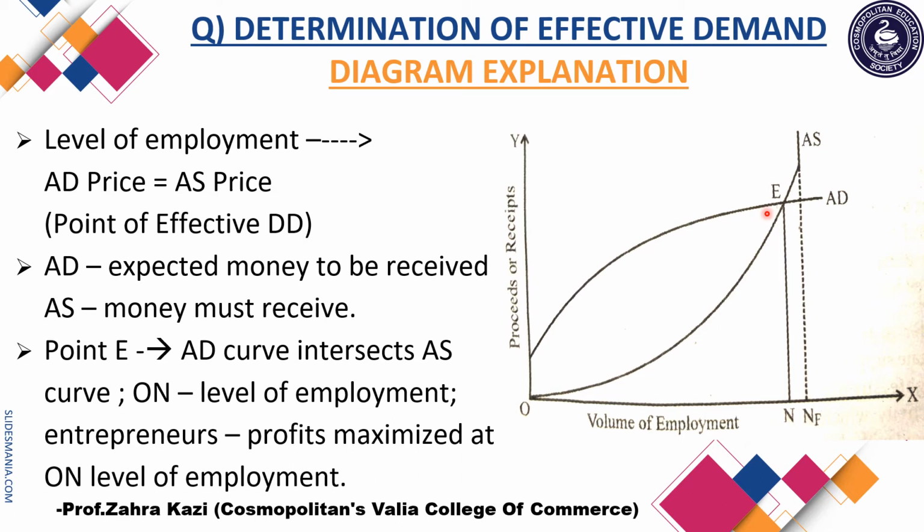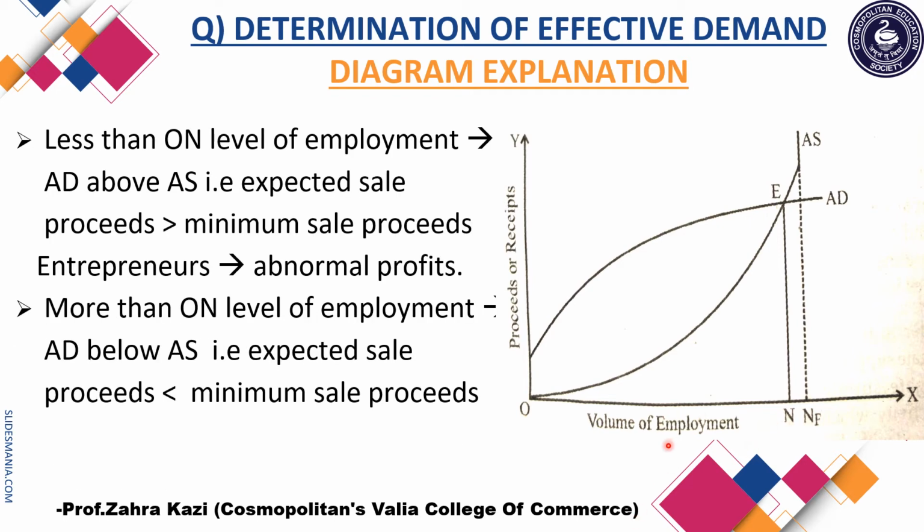Further, it is at this point that the entrepreneurs expect to earn normal profits. The aggregate demand curve shows the money or the receipts which entrepreneurs expect to receive, while the aggregate supply curve shows the money which they must receive if they do not want to reduce their level of employment or their level of production. Further, at point E, the AD curve and AS curve intersect each other. ON represents the level of employment. So, for entrepreneurs, profits will be maximized at ON level of employment.